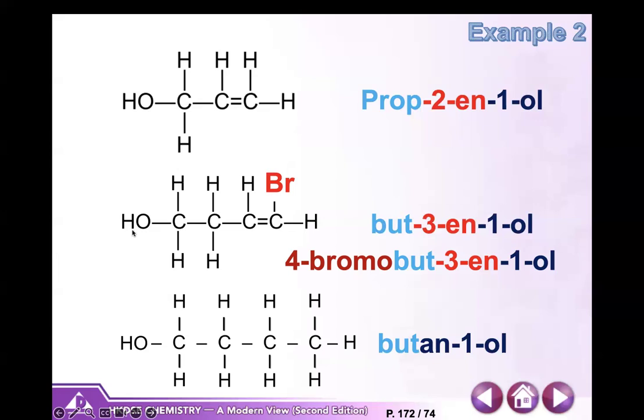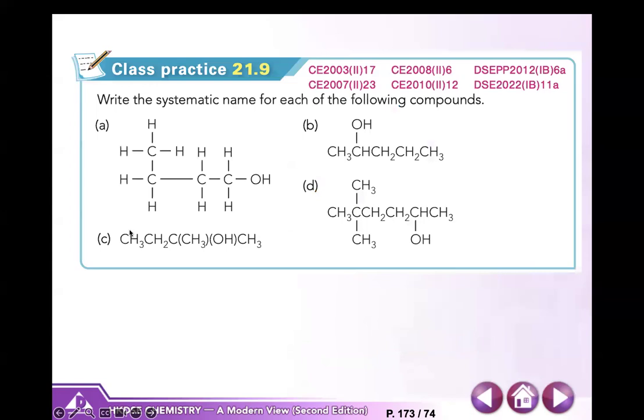So as it affects most of the physical and chemical properties, it is more important to label the hydroxyl group as 1. So we say that this is the more important functional group. As a result, we label it as 1. So that's why it is but-3-en-1-ol or 4-bromobut-3-en-1-ol now, but not 1-bromobut-1-en-4-ol. So we should label the OH group as the smallest number possible first.